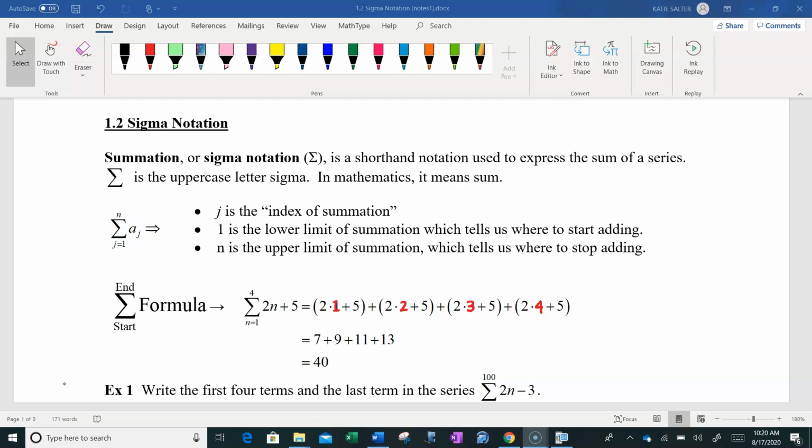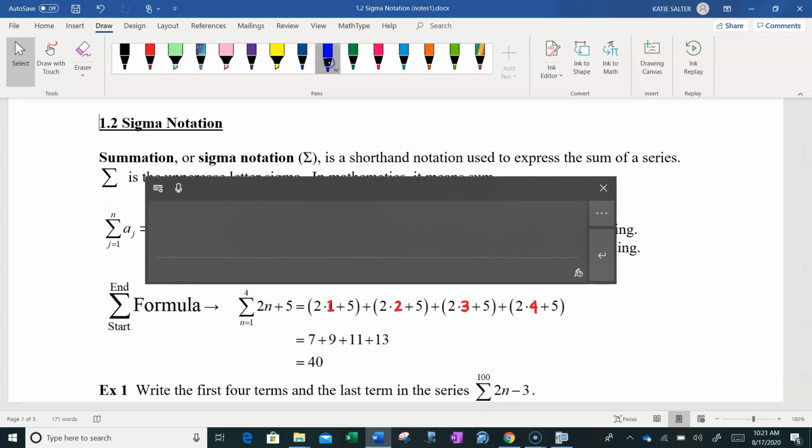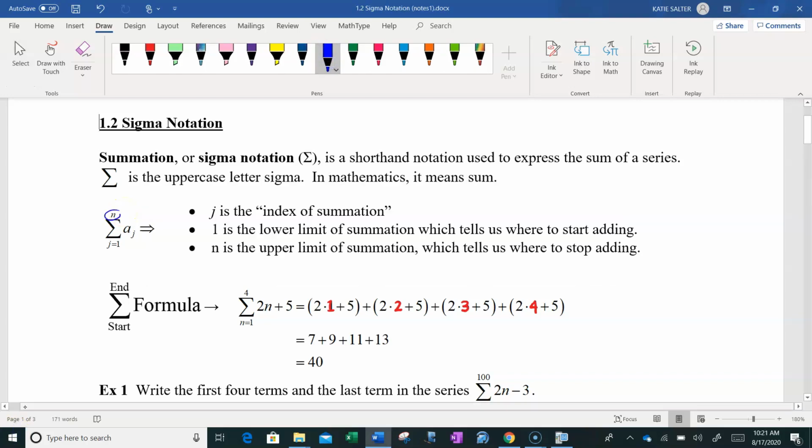All right, so let me explain the notation a little bit. What you're going to see at the bottom is where you start. For example, if this is j equals 1, to get my terms I would start by substituting in 1. And whatever's at the top of the sigma is where it ends. This is the end number. So whatever that is, that's where you'll end.